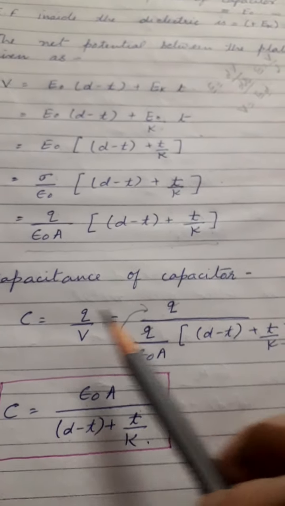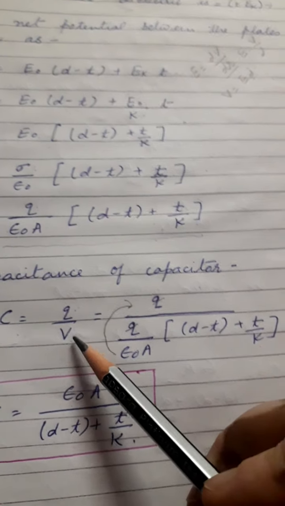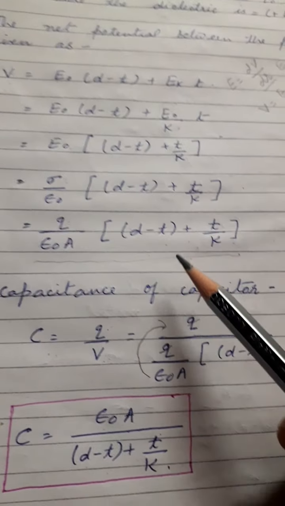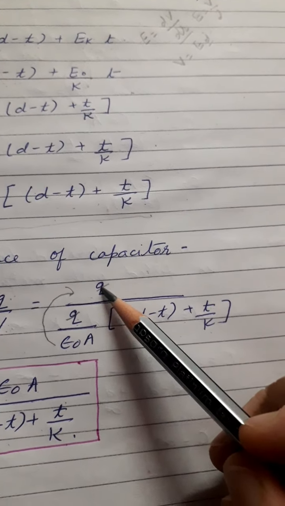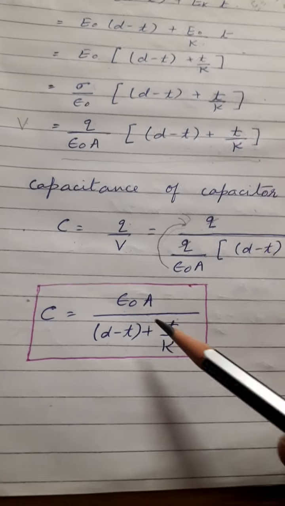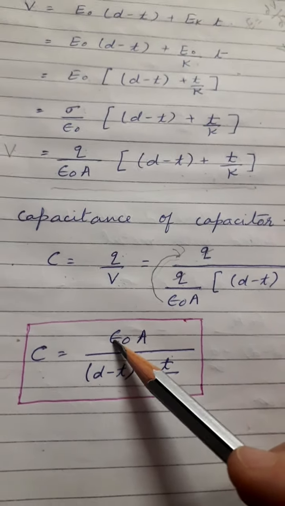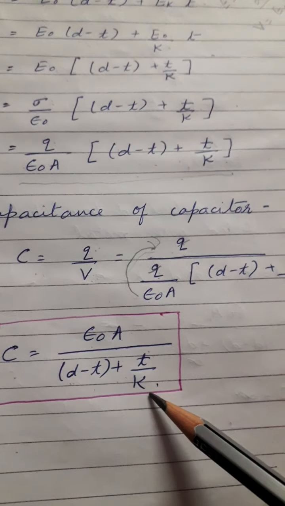Now the capacitance of the capacitor. The formula for the capacitance is Q upon V, and the value of V can be substituted from here. Now you can see Q and Q will be cancelled out, and epsilon naught A will move to the numerator. And what will be the final formula? That is C is equal to epsilon naught A upon D minus T plus T by K.